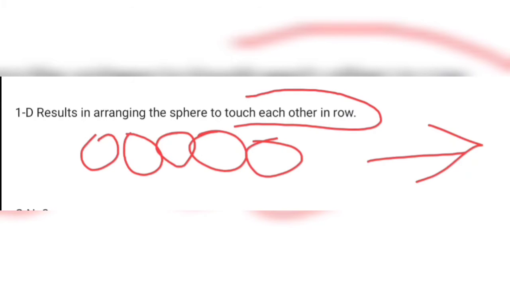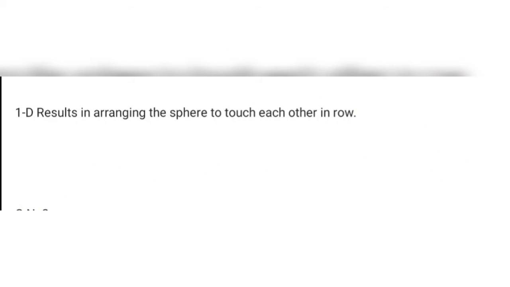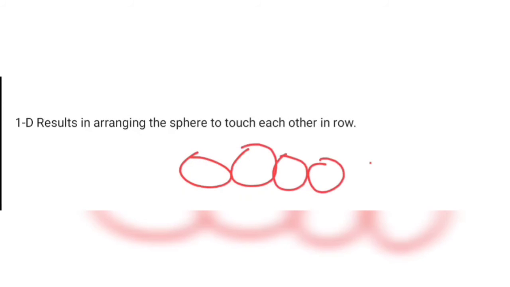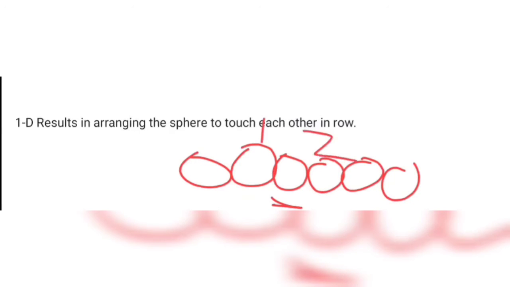And here the coordination number will be equal to what? 2. Why? Because the sphere will be touched by how many spheres? It will be touched by two spheres, as you can see in the row formation. A given sphere is touched by two spheres, 1, 2.